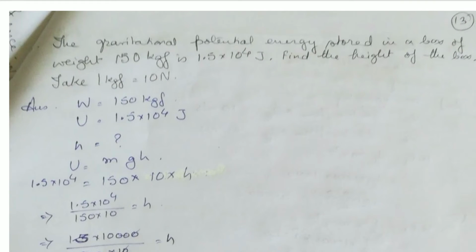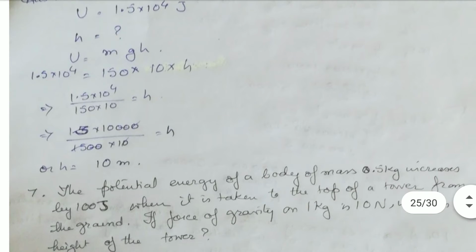Now the gravitational potential energy stored in a box of weight 150 kgf is 1.5 into 10 to the power 4 joule. Find the height of the box. Take 1 kgf equal to 10 Newton. So W is equal to 150 kgf. U, that is potential energy, is 1.5 into 10 to the power 4 joule. And height we don't know, we have to find out. U is mgh formula. So putting the values in the formula, we get h is equal to 10 meters.